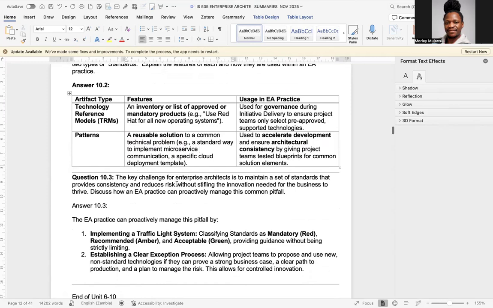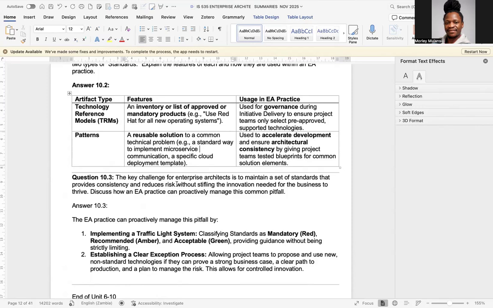The key challenge for enterprise architects is maintaining a set of standards that provide consistency and reduce risk without stifling the innovation needed for business to thrive. Discuss how an EA practice can proactively manage this common pitfall. Okay. So the biggest challenge of an enterprise architect is maintaining consistency with standards without stifling. So that's like the biggest challenge.